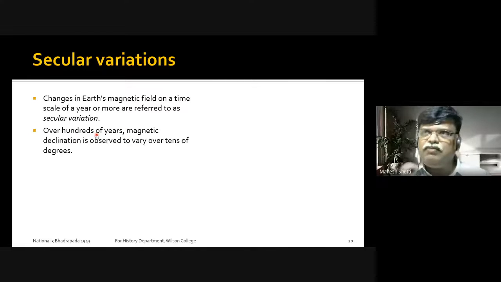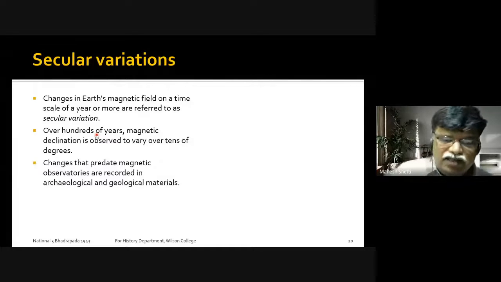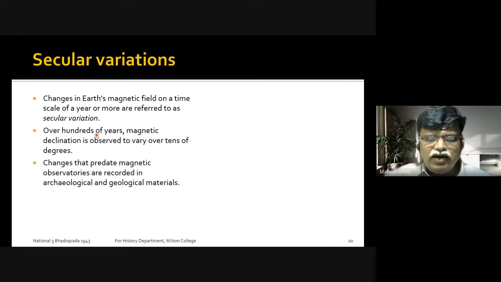Say, for example, you are located somewhere in the higher latitudes, maybe in Russia, maybe in Siberia, or in England, or it could be in Canada. You will see a very large difference between the geographical north and the magnetic north direction. And it has been found that over centuries, this difference is actually varying. The changes that predate the magnetic observatories are recorded in archaeological and geological material. This is what we will talk about. This is what we are interested in.